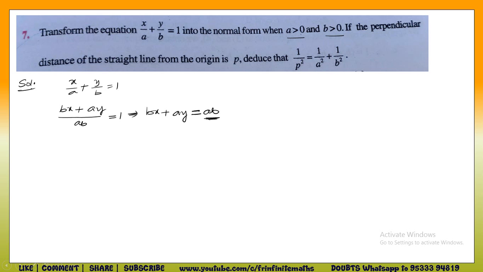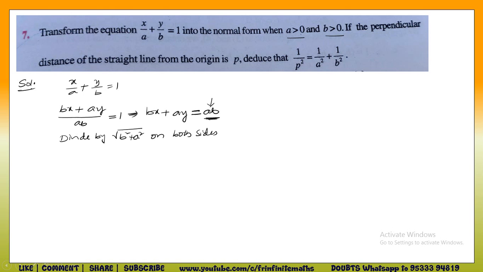Now directly what can I do? I can directly convert it into normal form, because on the right hand side we have a positive term. So directly what should I do first? Divide with the square root of x coefficient square plus y coefficient square. So what is the x coefficient here? b. The y coefficient is a. So divide by square root of b square plus a square on both sides.